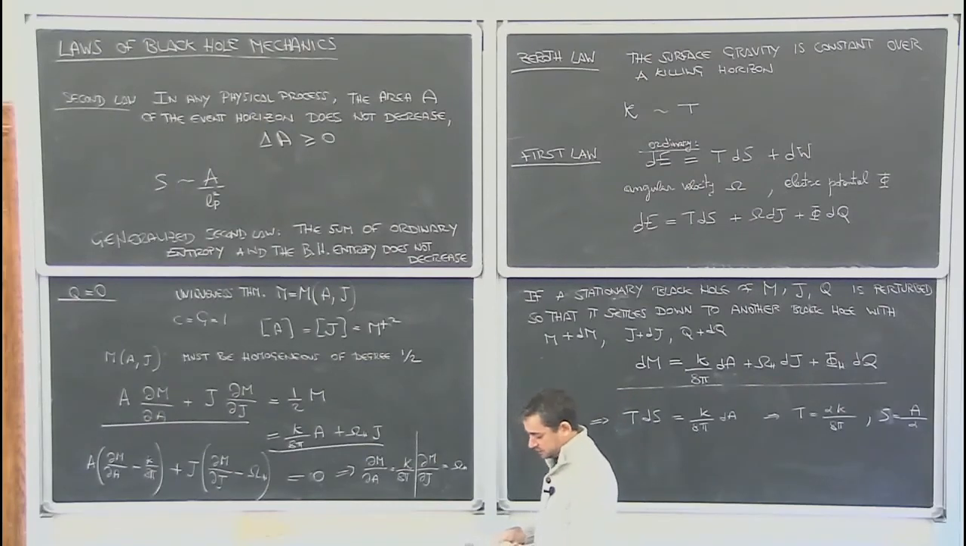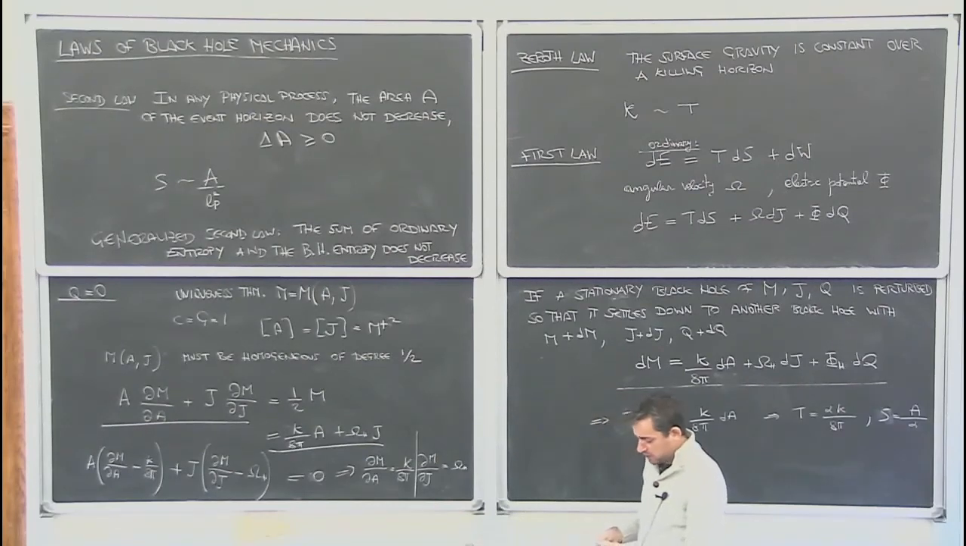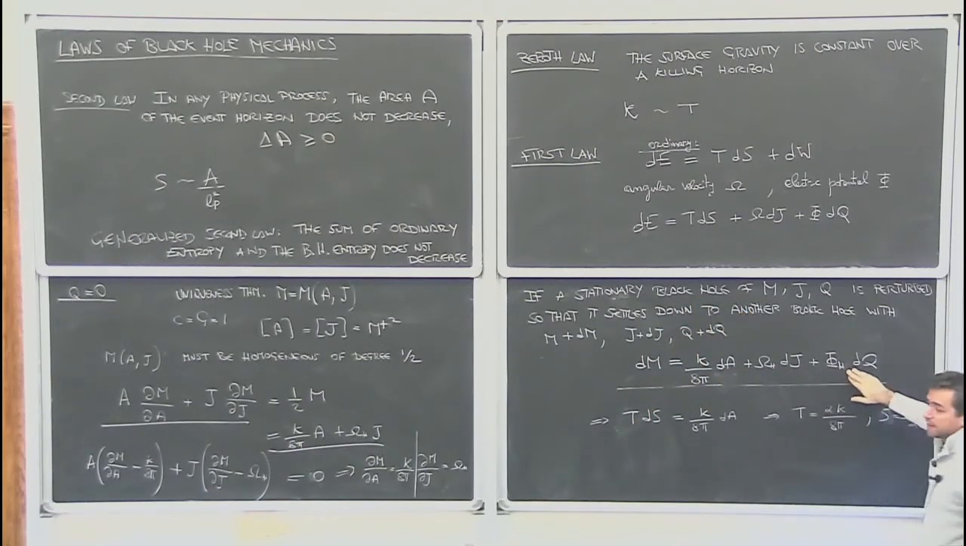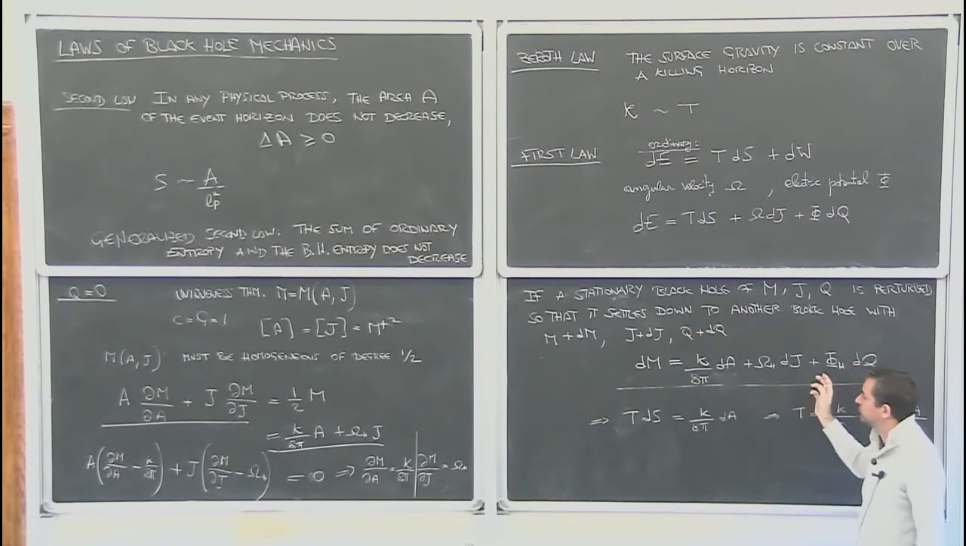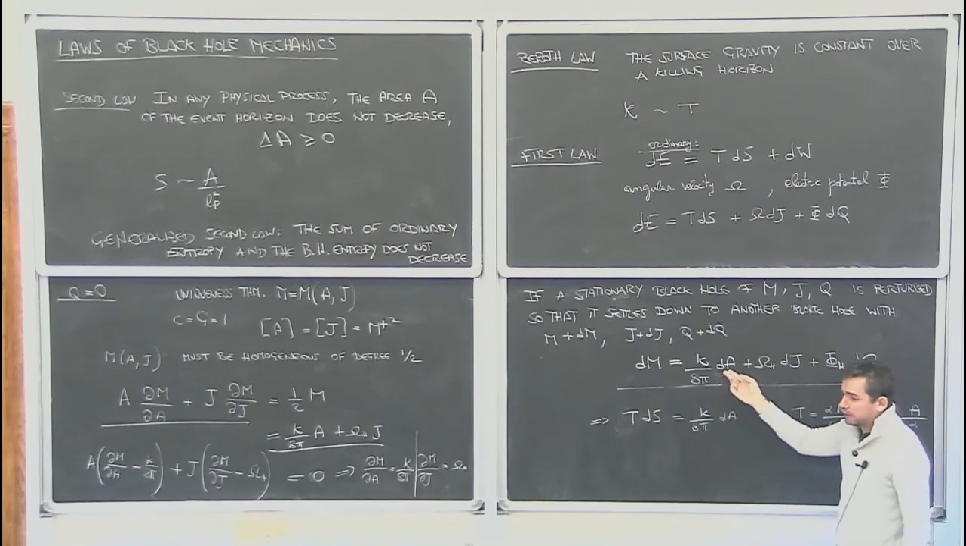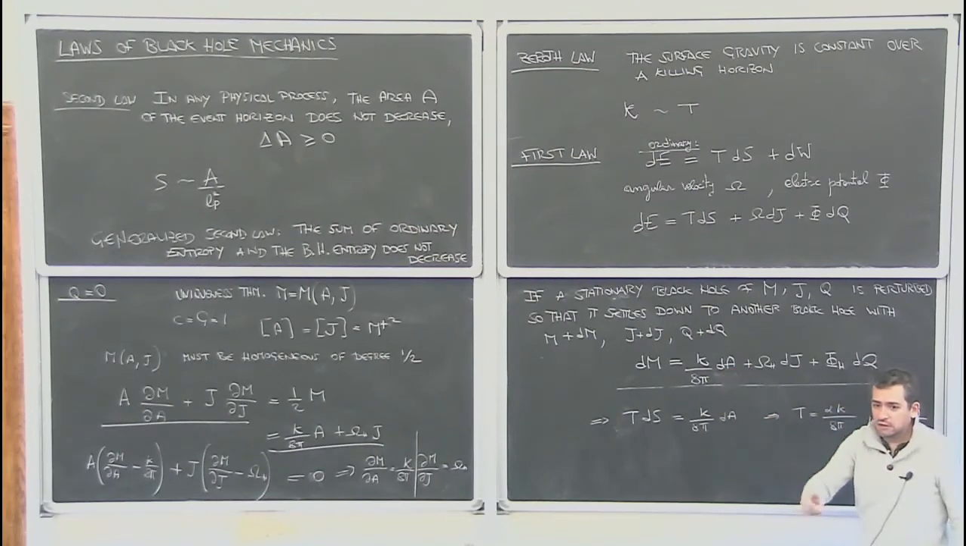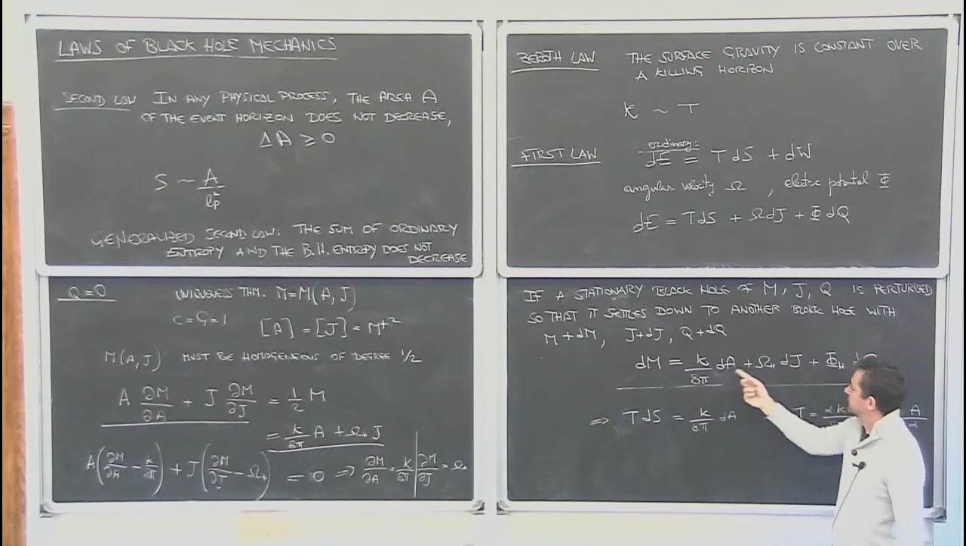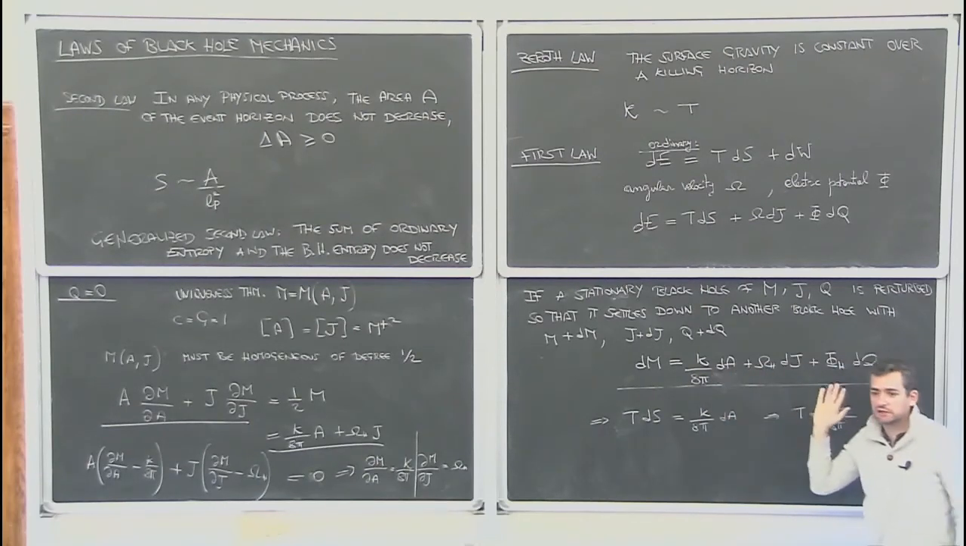So you can check that the first law, this one, is satisfied by the Kerr-Newman solution. You can take this expression and vary the mass, vary the area. When you vary the area, you use the chain rule, you vary the parameters inside the area, and you do all this, you can check that it holds.